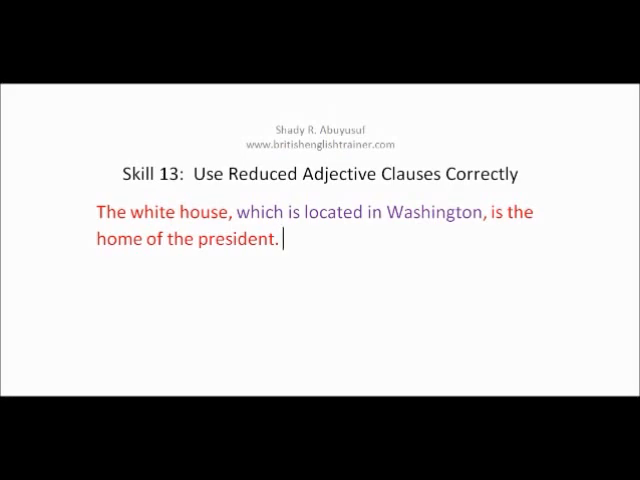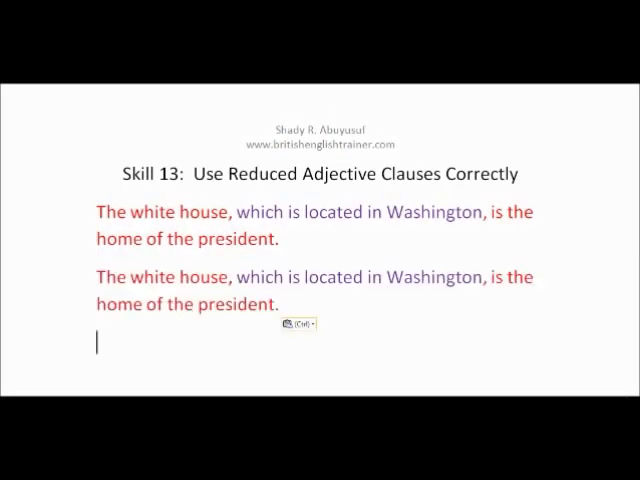The White House, look at this one. So this is the normal sentence. Let me show you the same sentence, but this time with reduction. I can say the White House, which is dropped. So the White House, located in Washington, is the home of the president. The question is, can we write this sentence in a different way? We say yes. When the adjective clause is reduced and set off from the rest of the sentence by two commas, we can write the sentence also in a different way. Let's have a look at this one.